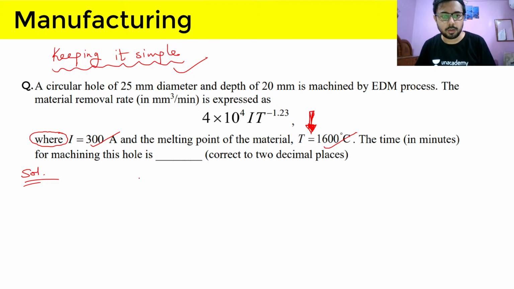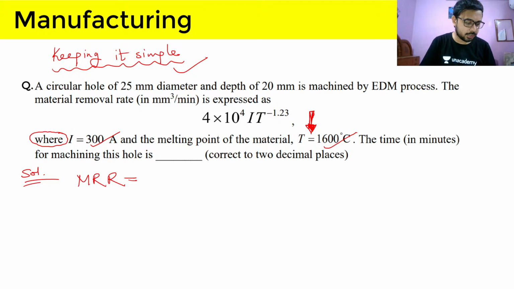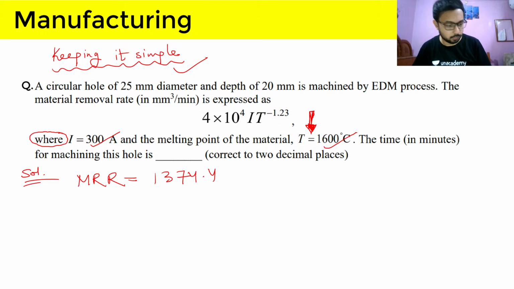First we can calculate the material removal rate. The material removal rate will be equal to 4 × 10^4 × I, that is 300 amperes, × T, 1600 raised to the power minus 1.23. So it is coming out as 1374.40 mm³ per minute. Very simple.